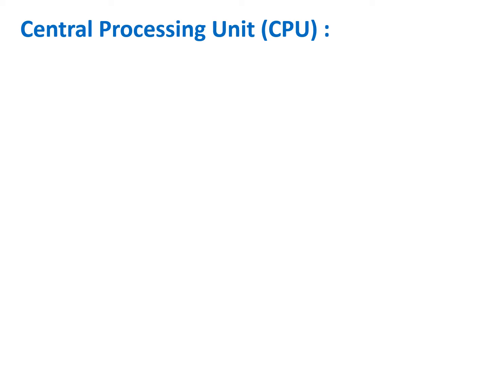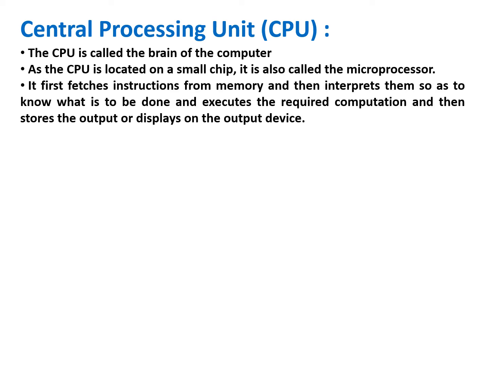Next topic is CPU. Everyone knows CPU stands for Central Processing Unit. This CPU is known as the brain of the computer. It is basically a small chip which is also known as a microprocessor. How does it work? It fetches instructions from memory, it reads them. Once the work is done, once it has been executed, it stores the output and displays your results on the output device.